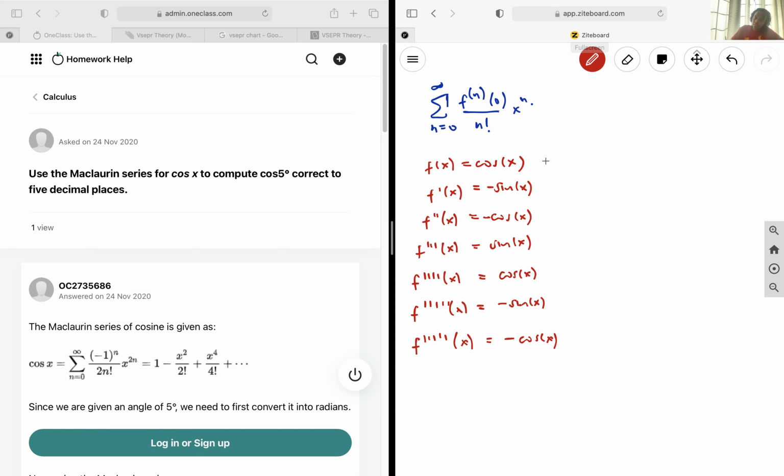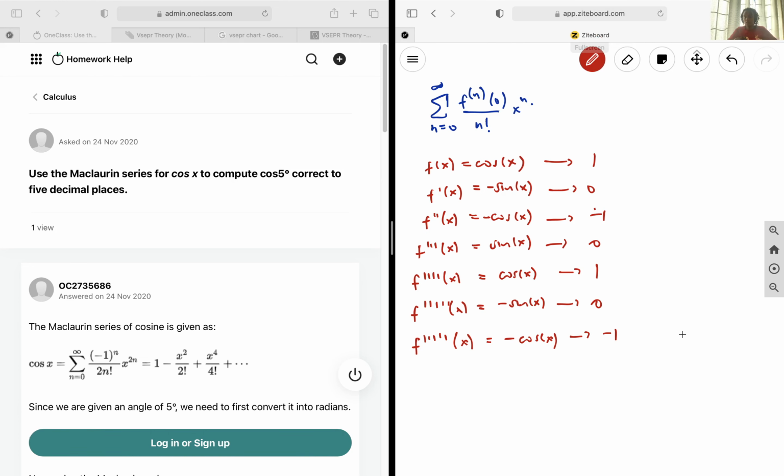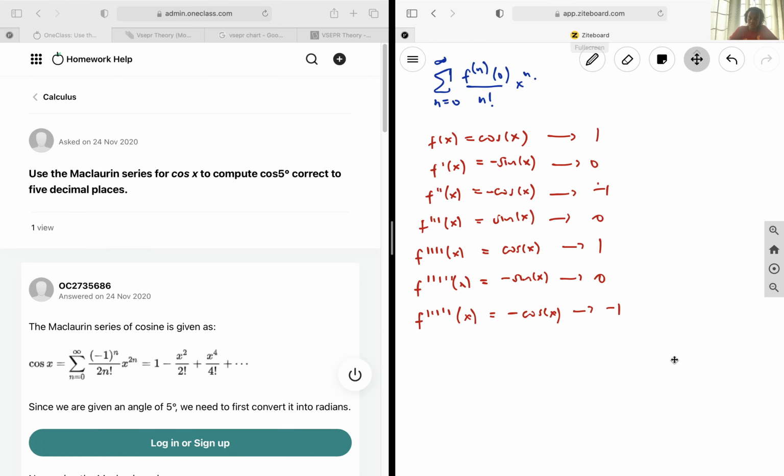Okay, so evaluated at 0, this is going to be 1. This is going to be 0. This is going to be negative 1, 0, 1, 0, negative 1. So you see we're basically going through another series. And so now let's write this out in order to fill in our values.